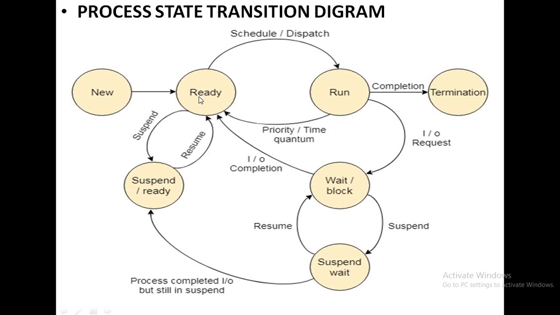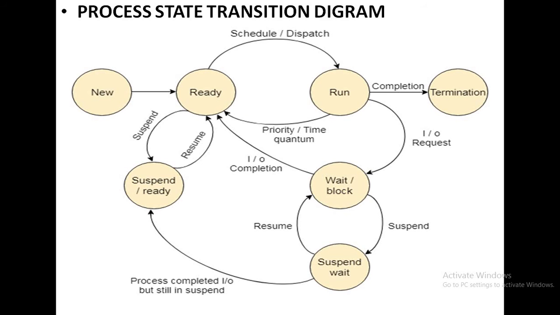If the ready state is full of memory locations, then to free the ready state, we will move one process to the suspended ready state. After the ready state memory location is free, then we will again move the process from the suspended ready state to the ready state. So this is the working structure of the process state transition diagram.